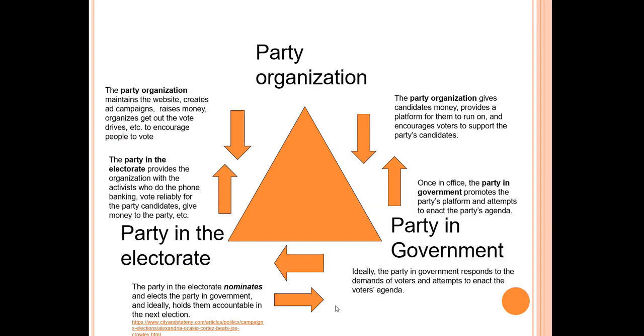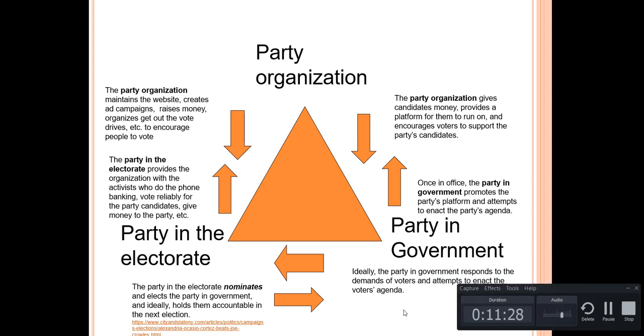So the last slide that I want to show you is one that you can look at. I'll post this PowerPoint as well. It shows the different ways that the parties interact with one another. So, for example, the party as an organization interacts with the party in the electorate by doing get out the vote drives, encouraging people to vote, providing voters with a platform that they can use to evaluate candidates. The party in the electorate chooses the party in government and can hold them accountable in the next election if the party in government doesn't do the things that the party in the electorate wants them to do.